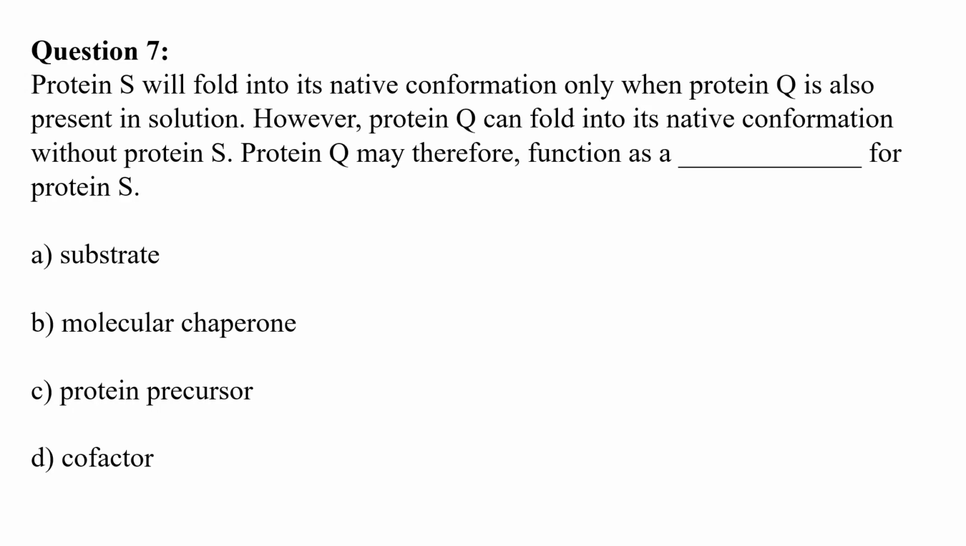Now protein S can only fold in the presence of protein Q, but protein Q can independently fold into its native conformation. It does not require protein S. So what is protein Q for protein S? Option A is substrate, option B is molecular chaperone, option C is protein precursor, and option D is cofactor. Anybody wants to answer?